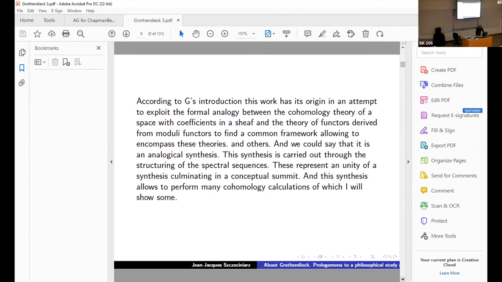According to Grothendieck in his introduction, his work, that means Tōhoku, had its origin in an attempt to exploit the formal analogy between the cohomology theory of a space with coefficients in a sheaf and the theory of functors derived from module functors, to find a common framework allowing to encompass this theory and others. And we will say that it is an analogical synthesis. This synthesis is carried out through the structuring of the special tool of spectral sequences. This represents a unity of synthesis culminating in a conceptual summit. And this synthesis allows us to perform many cohomology calculations, of which I will show some.